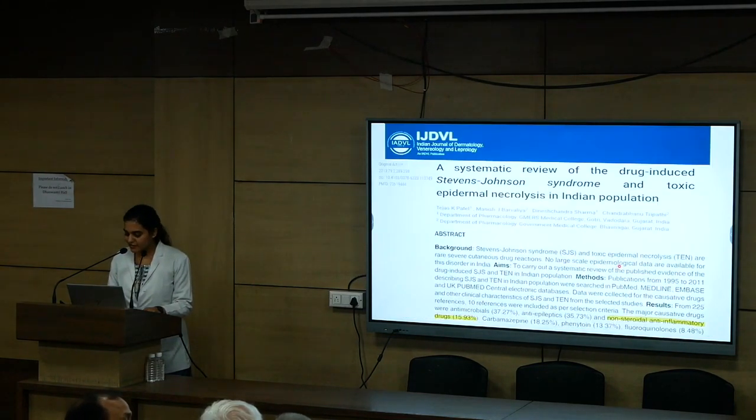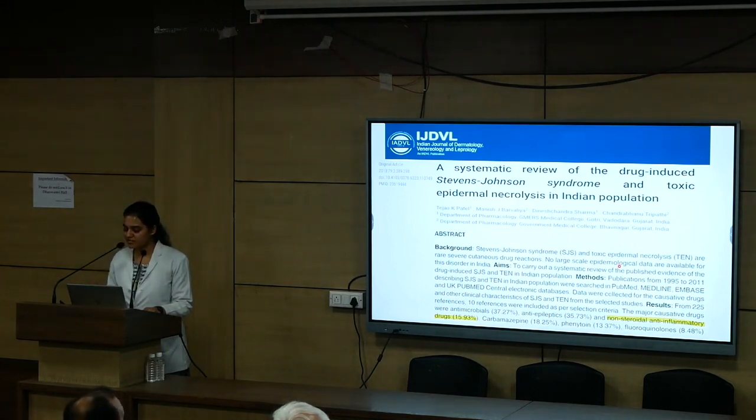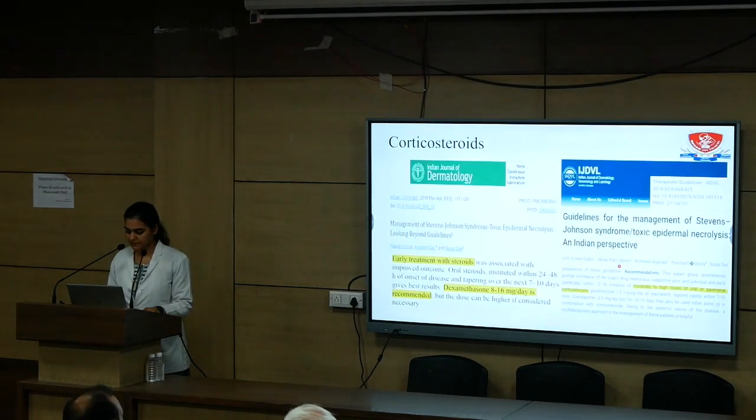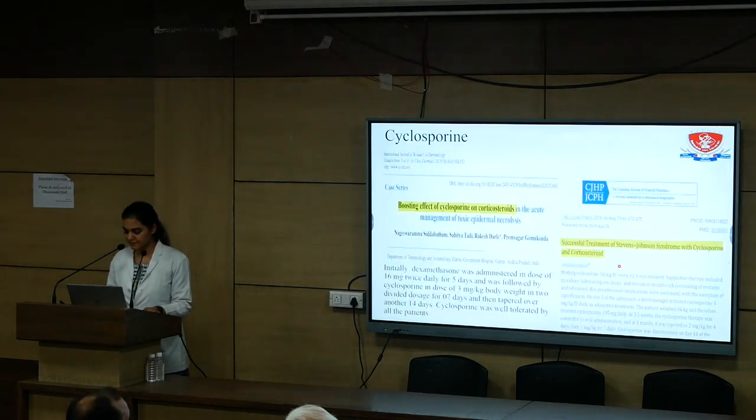This is a systematic review which shows the major causative drugs of TEN to be antimicrobials, followed by anti-epileptics, followed by non-steroidal anti-inflammatory drugs, which constitute 15.93% of all cases of TEN. Talking about the specific treatment in TEN, various journals have mentioned early treatment with corticosteroids like dexamethasone, recommended in a dose of 8 to 16 mg per day.